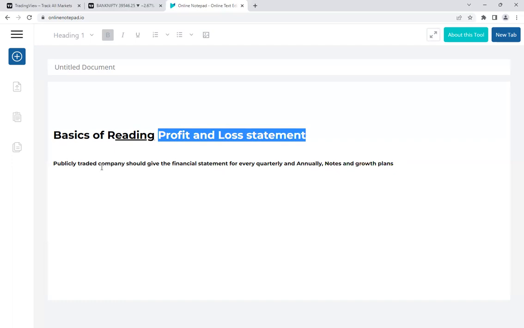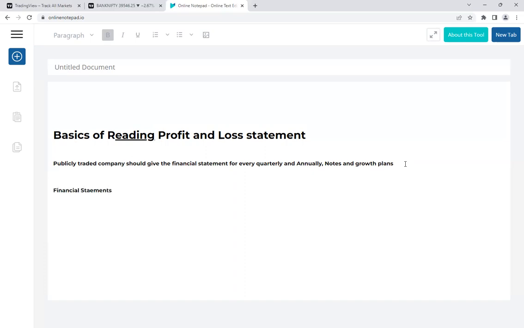Okay, so you got my point, right? Every publicly traded company which is trading in the stock exchange should provide its financial statement and financial status for every 3 months and annually. Financial statements consist of three statements basically. One is the balance sheet. Second one is the profit and loss statement. And the third one is the cash flow statement.